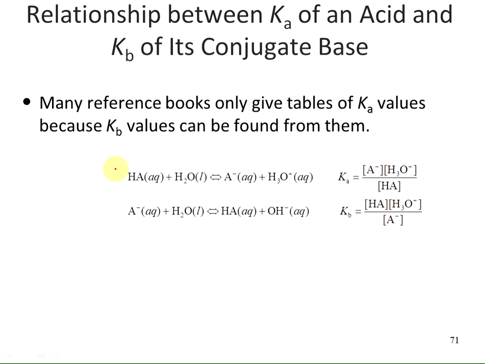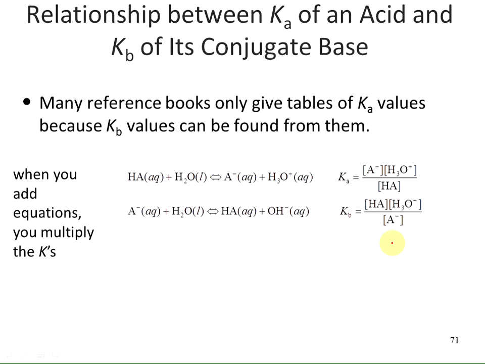So the A minus base reacts with the water and becomes protonated to form its conjugate acid, the HA, plus the OH minus. So the Kb for this reaction is products over reactants. This is the HA times the OH minus concentration over the A minus. And remember, when you add equations, you multiply the K's. We learned that in our previous chapter.